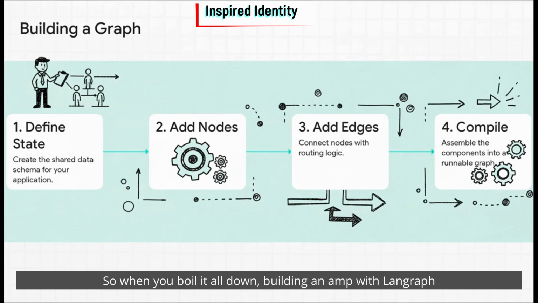So when you boil it all down, building an agent with LangGraph is really just these 4 steps. You define your state, your whiteboard, you write your nodes, your workers, you add your edges, your project manager's logic, and then you just compile it all together. It's a really clean, explicit way to define even super complex behavior.